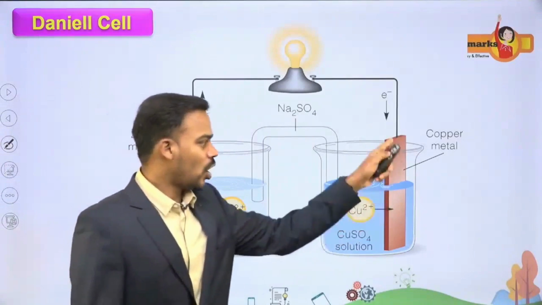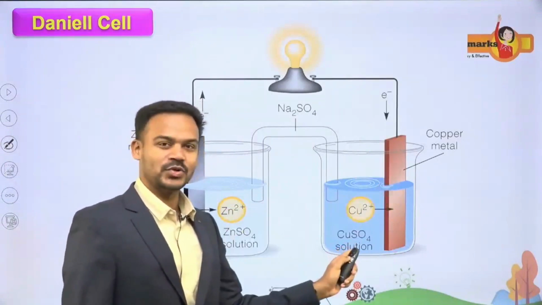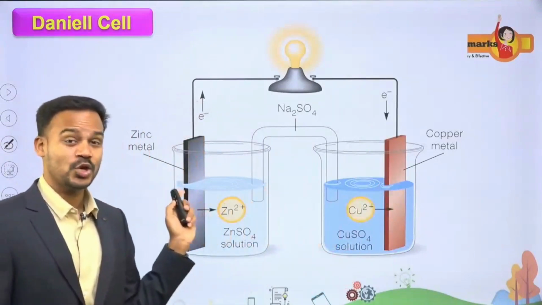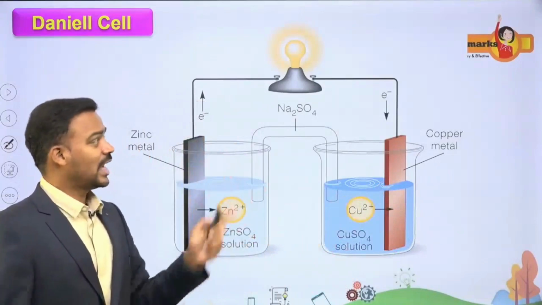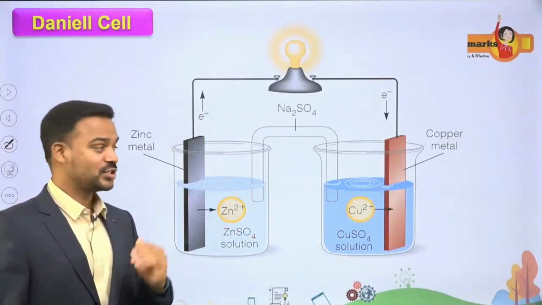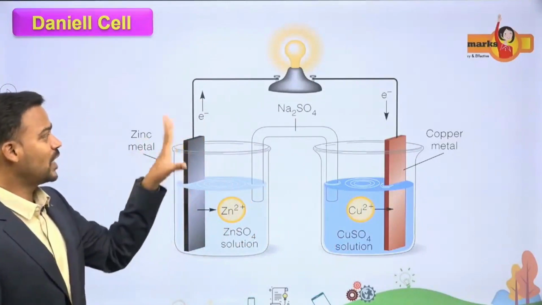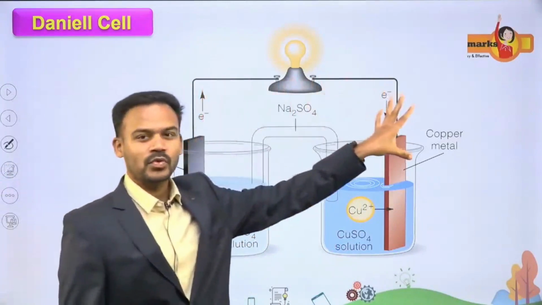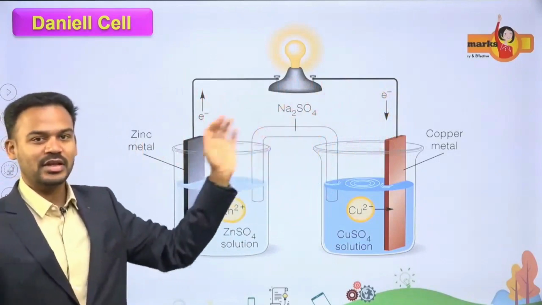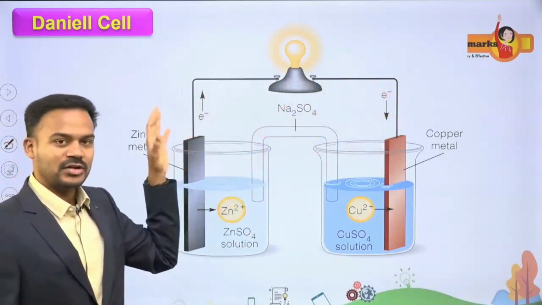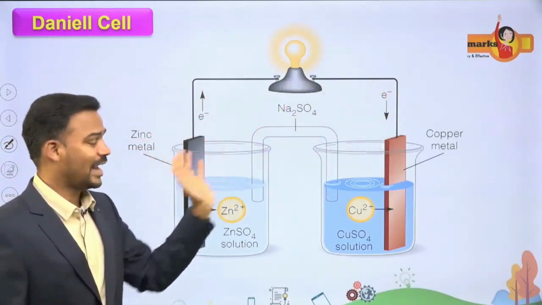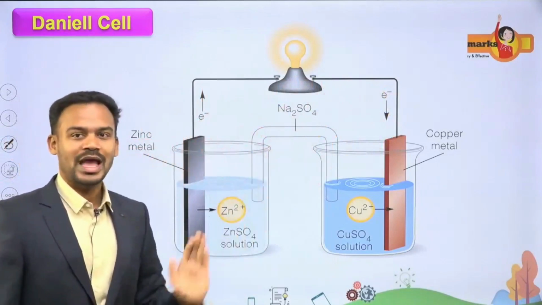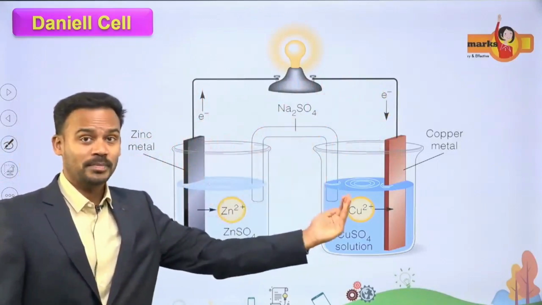In the same way here, copper dipped in its solution, copper sulfate solution. So this is how you have to make your half cells. This is your oxidation half cell, and it is a convention. The convention that we use is that we always write down the anode and then the cathode. It's not your wish to write anything anywhere. We always follow the conventions: anode compartment followed by cathode compartment.